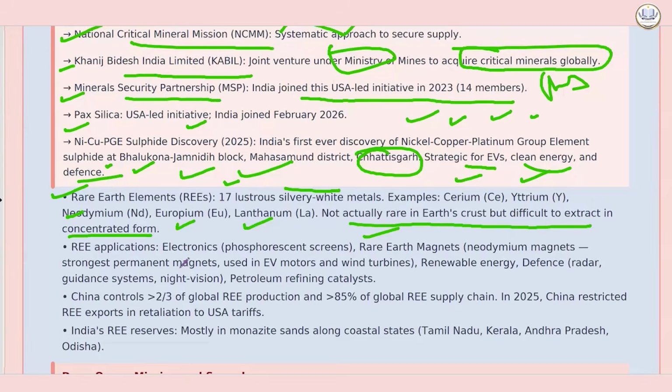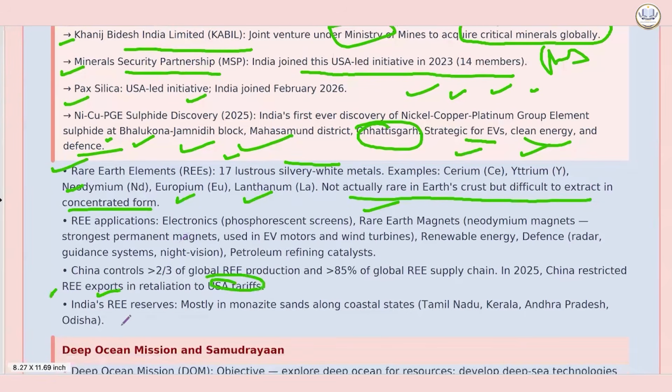China controls more than 2/3 of global rare earth elements production and more than 85% of the global rare earth elements supply chain. In 2025, China restricted rare earth elements exports in retaliation to USA tariffs. India's reserves are mostly in monazite sands along coastal states like Tamil Nadu, Kerala, Andhra Pradesh, and Odisha.